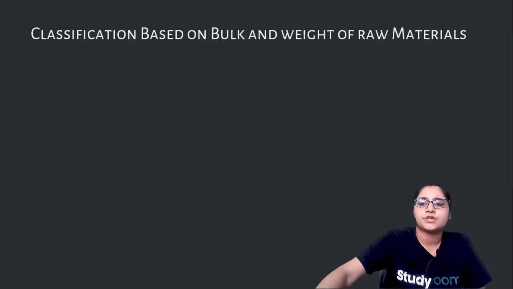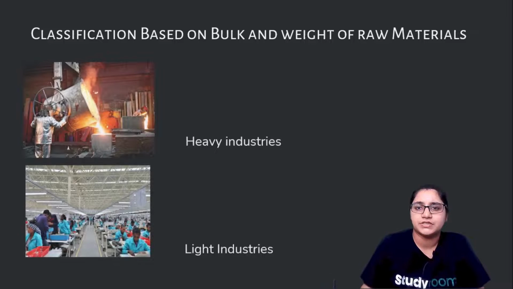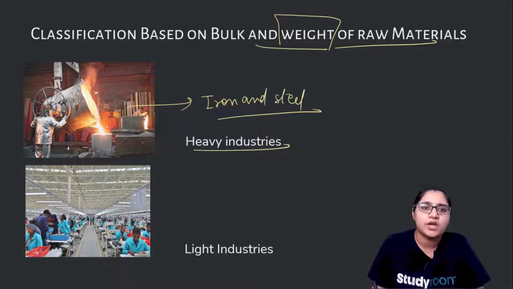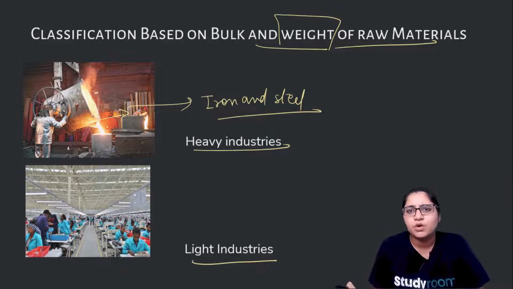Then there is a classification based on the weight of raw materials. So the weight of raw materials would be assessed here. Is it a heavy industry? If it has iron and steel, their raw material is very heavy. You can see how heavy it is. But light industries are what? Like electrical goods industries. Their raw material would be very, very small in size, or size here refers to weight.